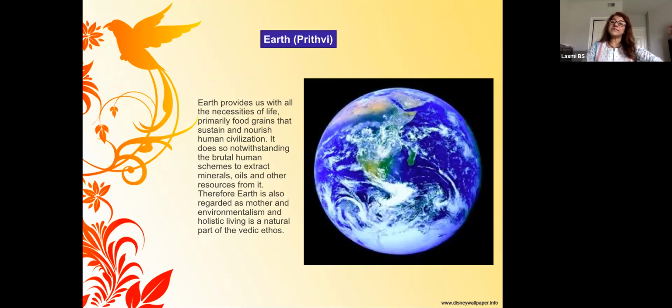So why is Mother Earth important for us? She gives us food grains, primarily food grains that sustain and nourish human civilization. She gives us food, grain, all sorts of minerals, water, vegetation for us to survive and live. Imagine if we don't have water or food, how are we going to survive? We can't, right? That is what Mother Earth gives us.